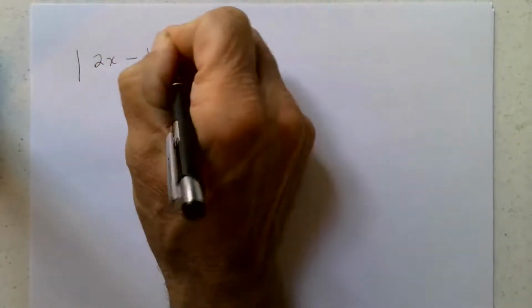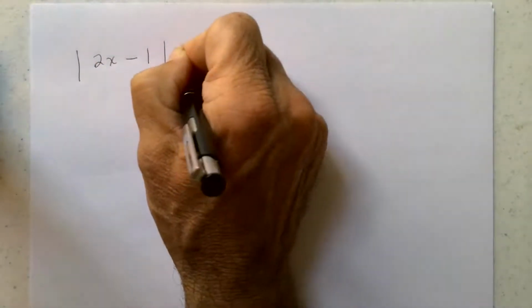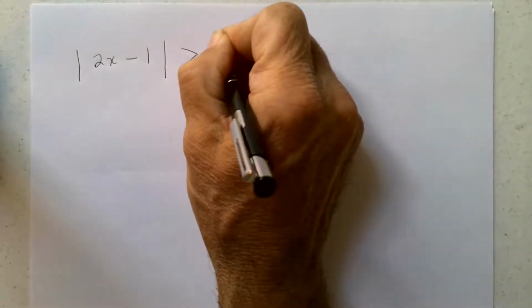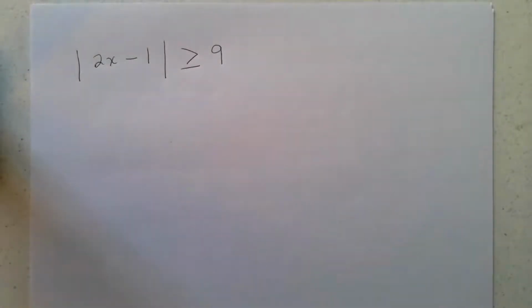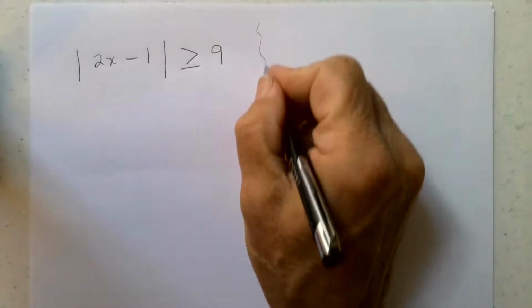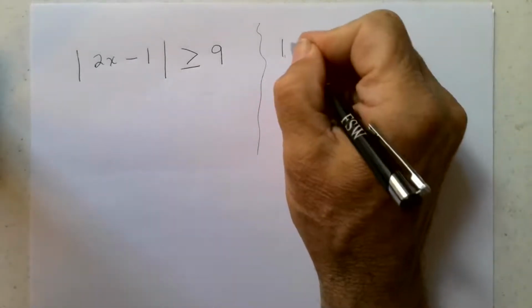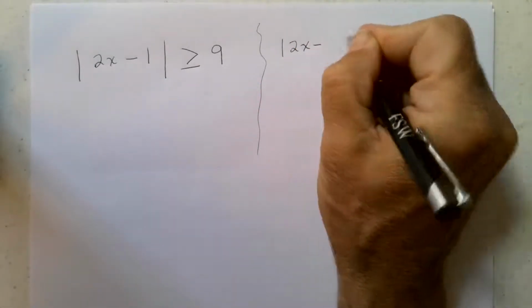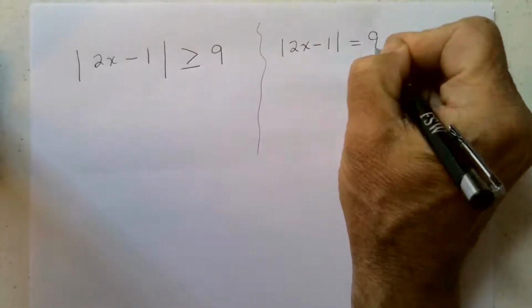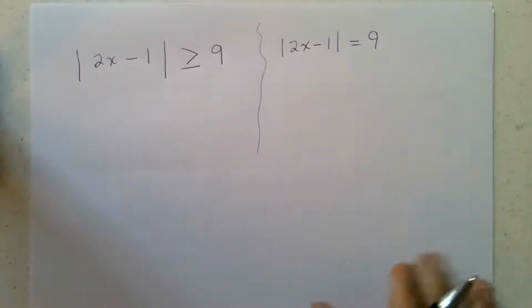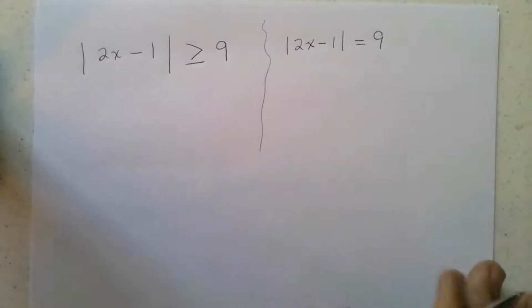This time, I will look at the following. Absolute value of 2x minus 1 is greater than or equal to 9. Let's remember, our process was to solve it as an equal first, and then test and shade accordingly. Okay, if I do it as an equal to find my cut points, absolute 2x minus 1 equals 9, which means 2x minus 1 is 9, or 2x minus 1 is negative 9.